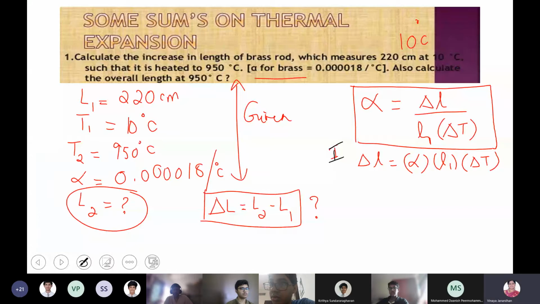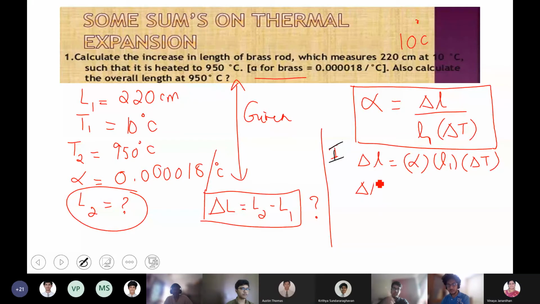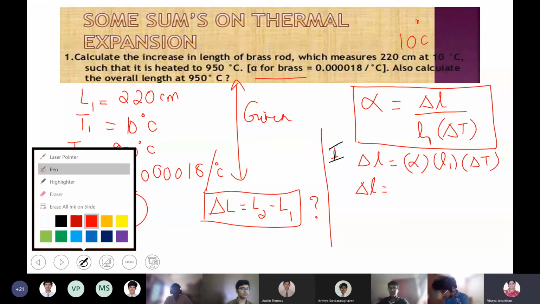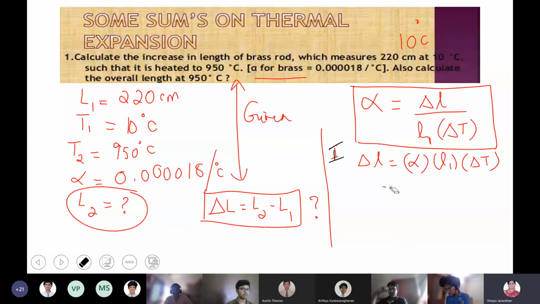Who has completed the first part? Can you tell me the answer for delta L? I completed it, yes, but I did it in meters. Oh, no problem. Ma'am, I got 3.76 into 10 raised to minus 2. Okay, fine. Shall we check the answer, or should I give you some more time to calculate the others?